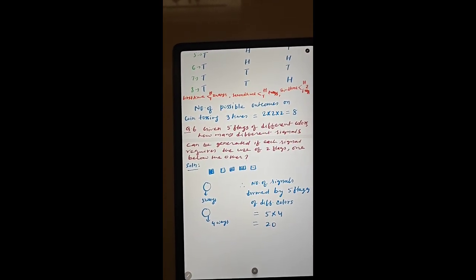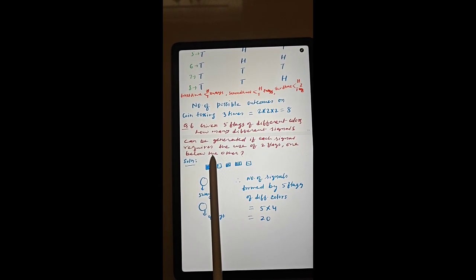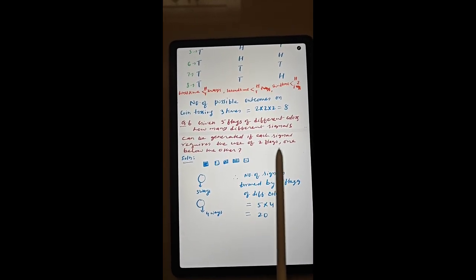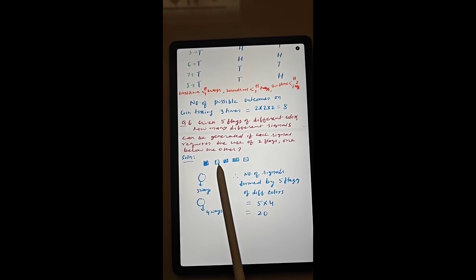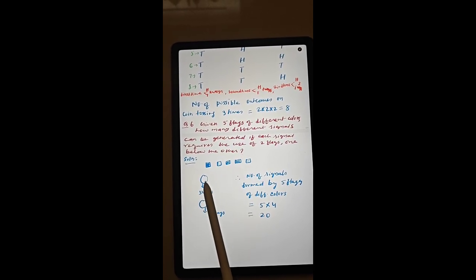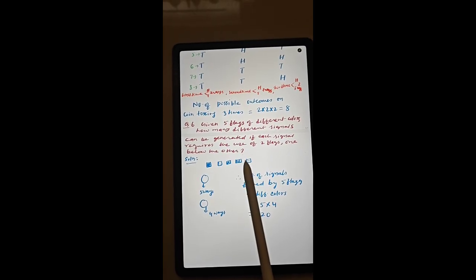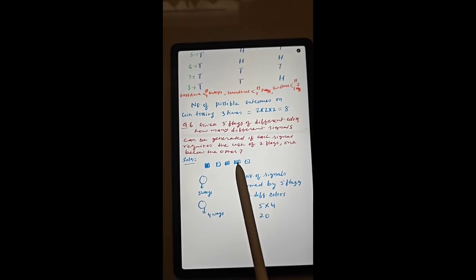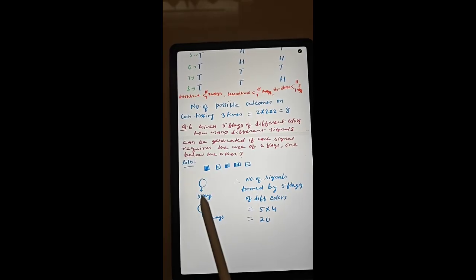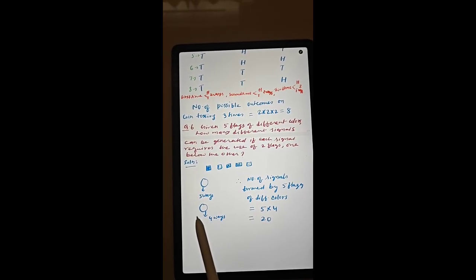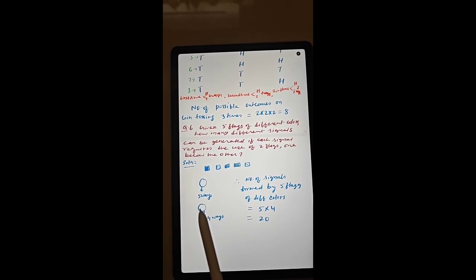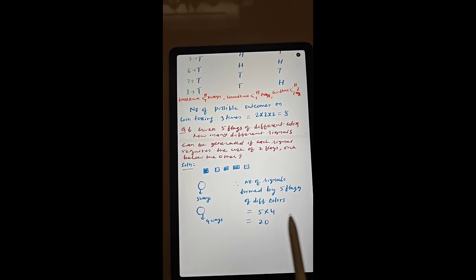Now next question. The question is: you are given 5 flags of different colors. How many different signals can be generated if each signal requires the use of 2 flags, one below the other? So we have 5 flags. Okay, I have drawn it, and you have to put these 5 flags in such a way that there are 2 signal points. On that you have to put these flags, one below the other. So the first can be filled in 5 ways. The second can be filled in the remaining 4 ways, because repetition is not allowed. So only 2 places you have to fill. So the total number of ways is 5 into 4, that is 20.